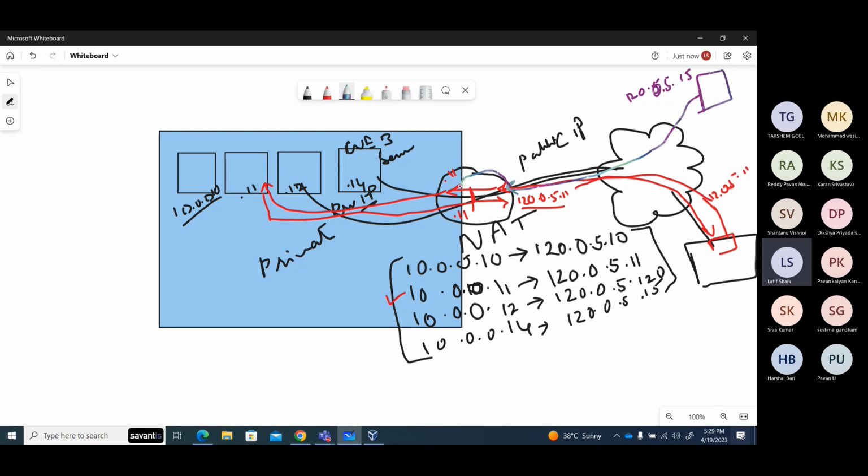And it is translated into the 14 and given to this. And this will reply with 14. Again, it is translated back and a reply is given like this. This is what happens in this network. In the router, we have to configure like this.